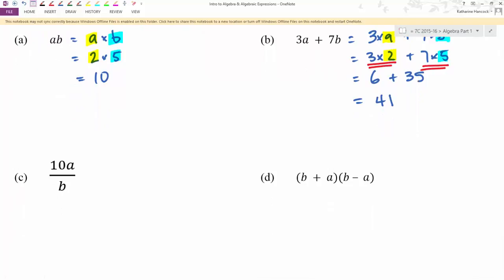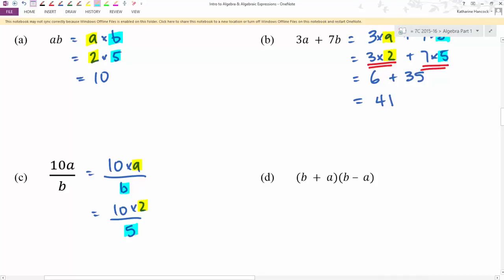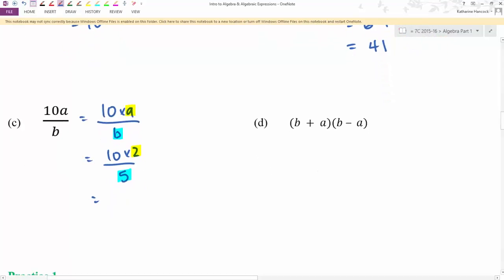Part C, I've got 10A over B. So that's really 10 times A over B, which is 10 times 2 over 5. A is 2, B is 5. So that gives 20 divided by 5, which is 4.